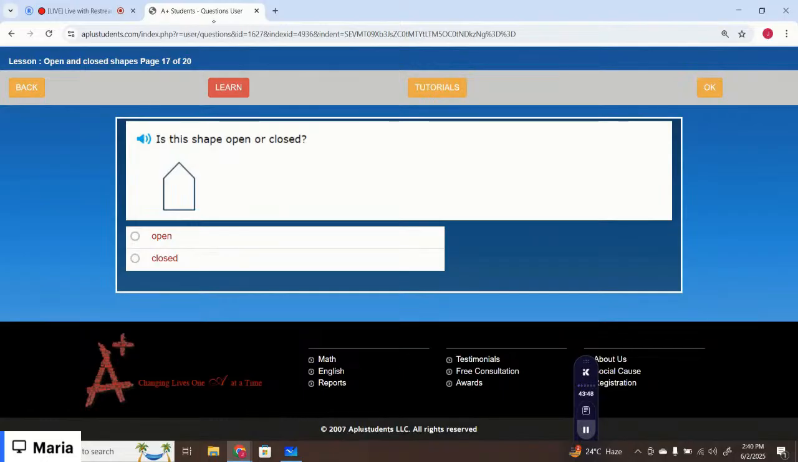Is this shape open or closed? It's a closed shape, right? Okay, you can complete the lesson by yourself later today.